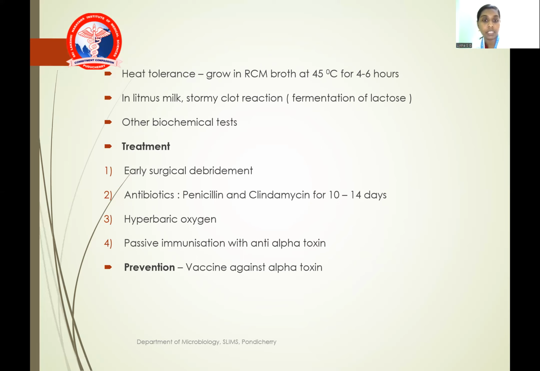And the antibiotics, penicillin and clindamycin, to be given for 10 to 14 days. And we can give hyperbaric oxygen therapy because this organism won't tolerate oxygen. So we can give hyperbaric oxygen; this will destroy the organism. And we can give passive immunization with anti-alpha toxin also. This also has some role in treatment.